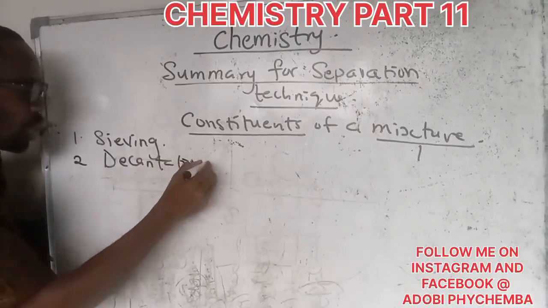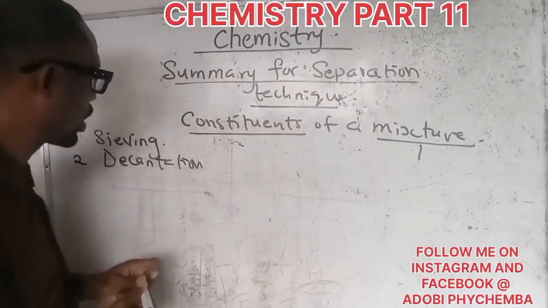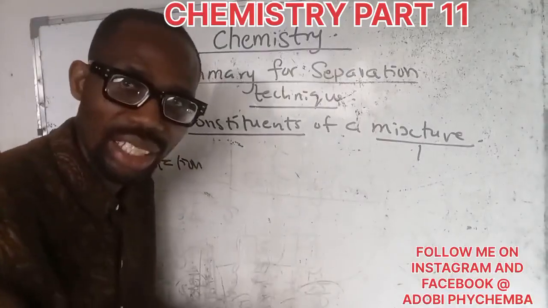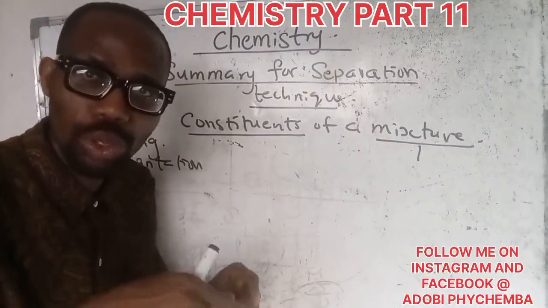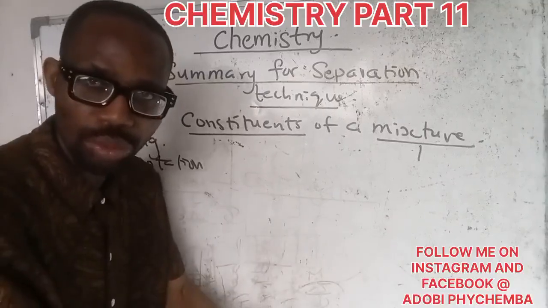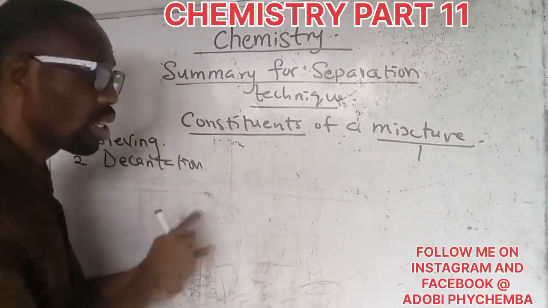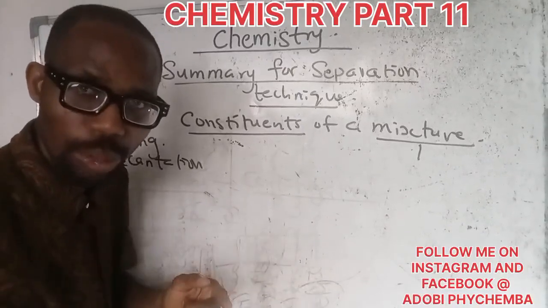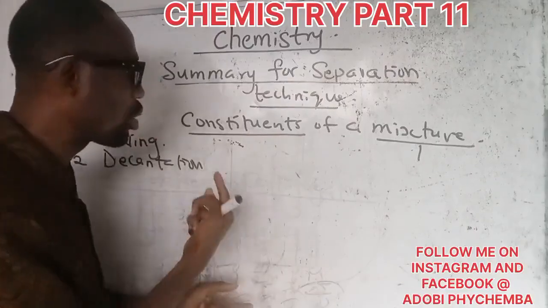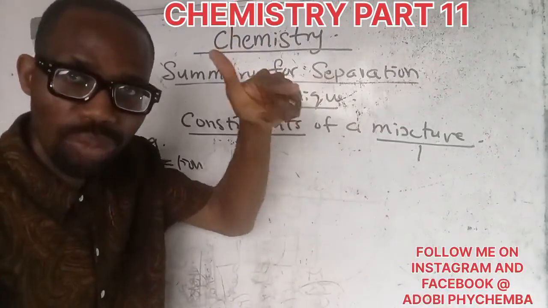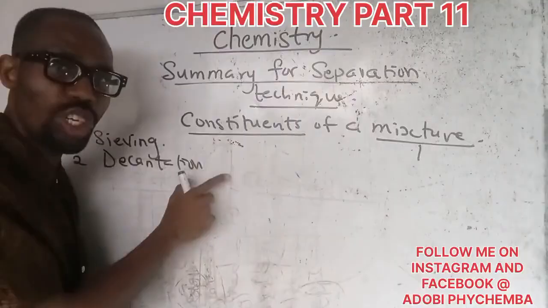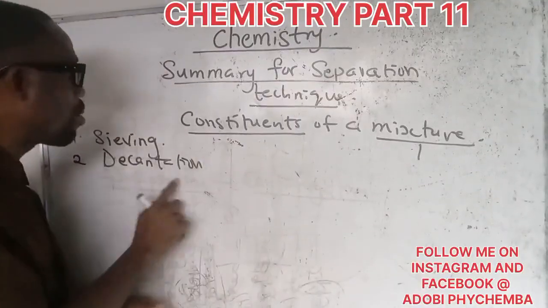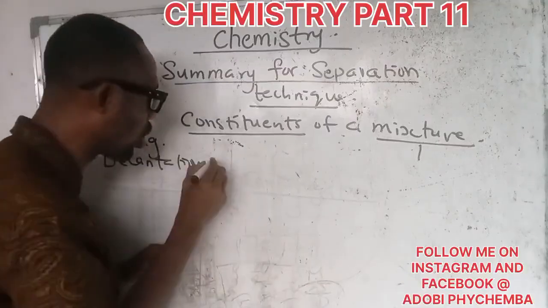Number 2, we also looked at decantation. This is used in separating insoluble solids from their solution. In this case, those solids that are denser are found at the bottom of the container or the test tube, and those that are less dense are found at the top of the test tube. So take note, separation of insoluble solid from their solution.